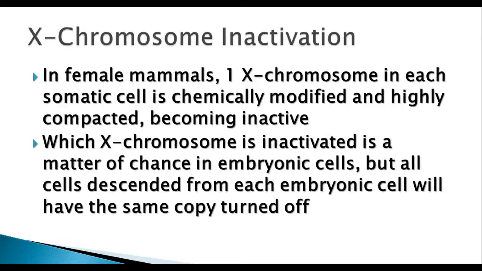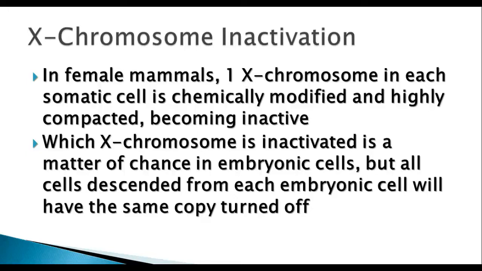Another thing that you need to know about gene expression is something called X-chromosome inactivation. In female mammals, since you've got 2 X chromosomes, and remember you have to have at least one X chromosome to survive. Males get along just fine with their 1 X chromosome. Females have 2, but you only need 1, and so in most body cells, one of those X chromosomes is chemically modified and becomes inactive and produces something called a bar body.